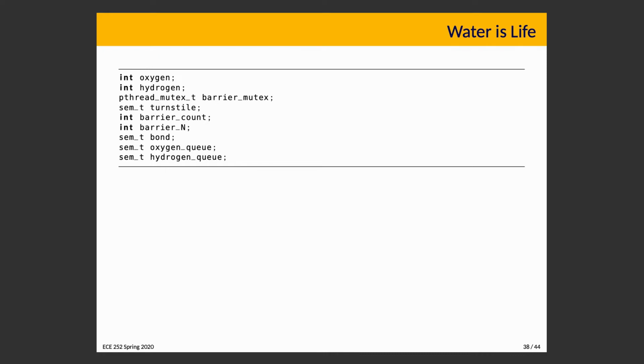We have a count for the barrier, which when we were talking about, say, n threads arriving, we had count, and that's the value that we're looking at here. And barrier n tells us the maximum number that we are waiting for. We have bond. And this is the semaphore that says only one group can be bonding at a time. We have the queues for oxygen and hydrogen as well.